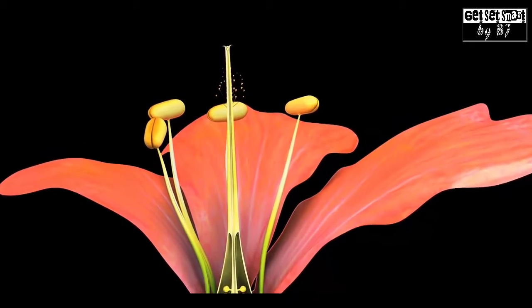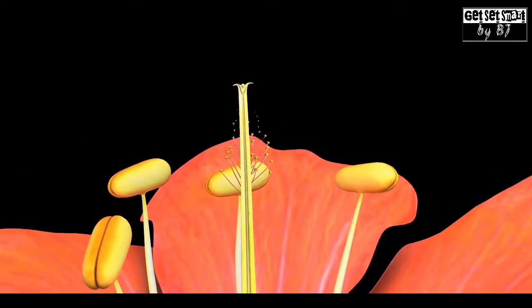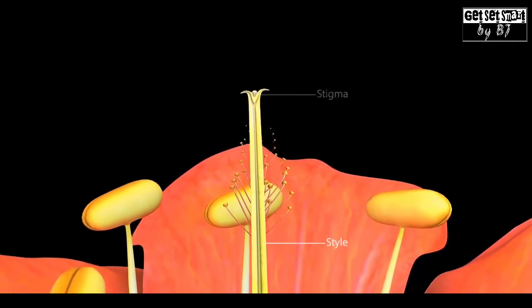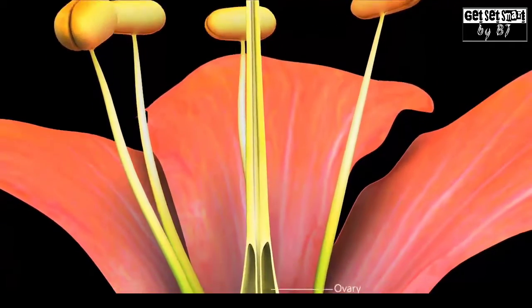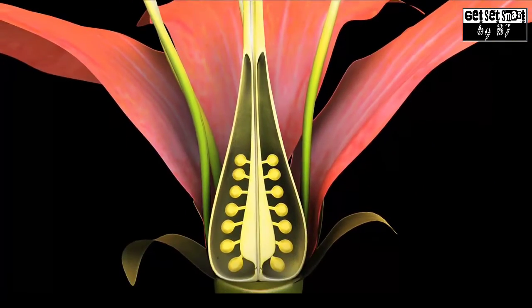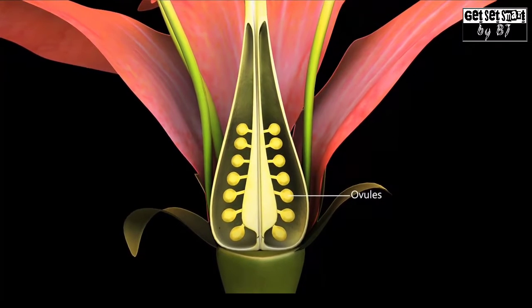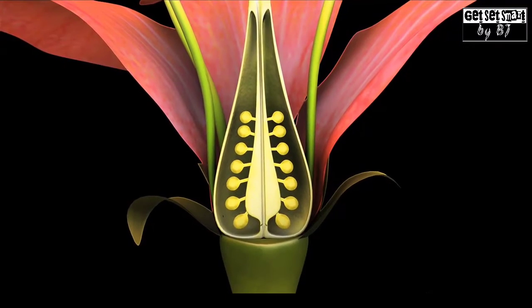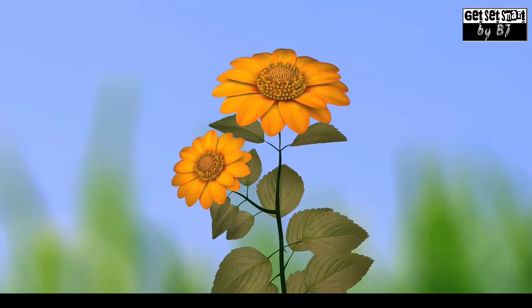The female reproductive part of the flower is made up of the stigma, the style and the ovary. The ovary has ovules that contain female gametes. So inside these ovules, the female gametes are present.